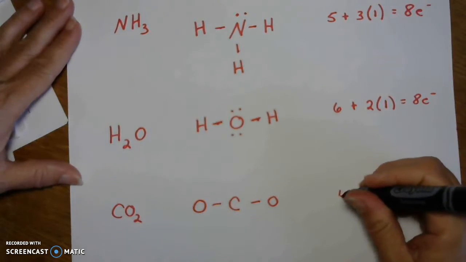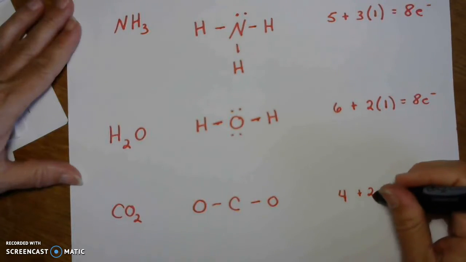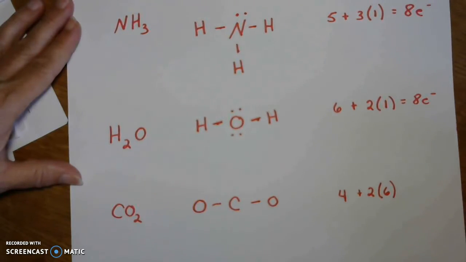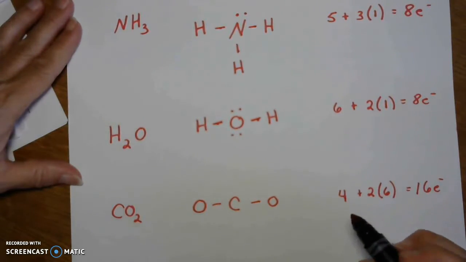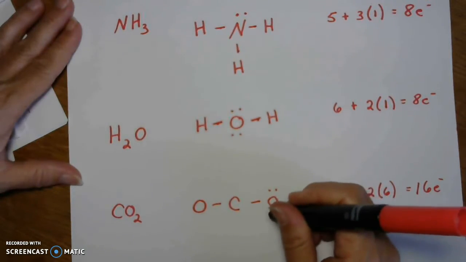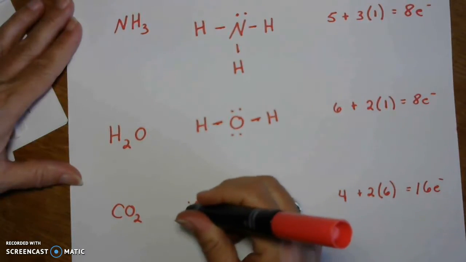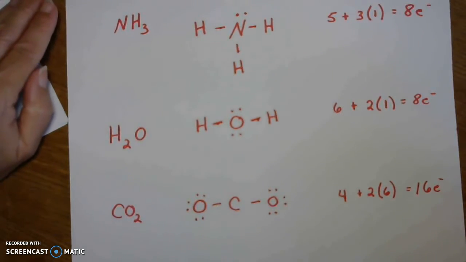Carbon is in the 4A column, so it has 4 valence electrons. And then we have 2 oxygens, and we said each oxygen has 6 valence electrons. So that's 12, 16 electrons to place. Okay, we've already placed 2, 4, and so I'm just going to start putting electrons. 4, 5, 6, 7, 8, 9, 10, 11, 12, 13, 14, 15, 16. Now I'm out of electrons. I don't have any more to place.